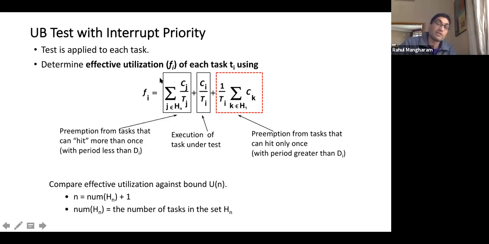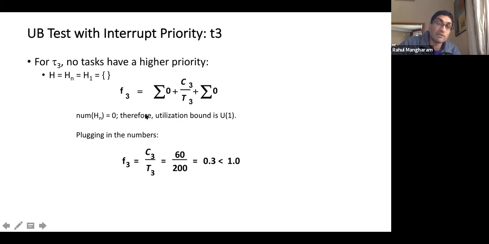So what is the utilization for task i? We can find that out by saying, well, I'm going to get preempted by all these higher priority tasks. This is my execution time. And then this is the execution time of the interrupt task. So I'm always going to add the execution time of this interrupt task, and that gives me my utilization. And so let's take a look at how that would be, right?